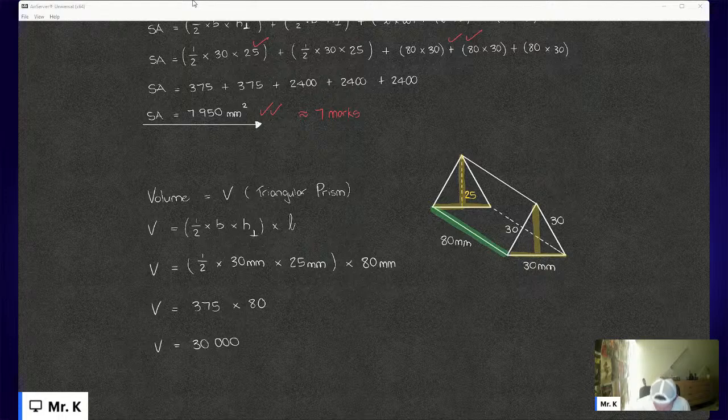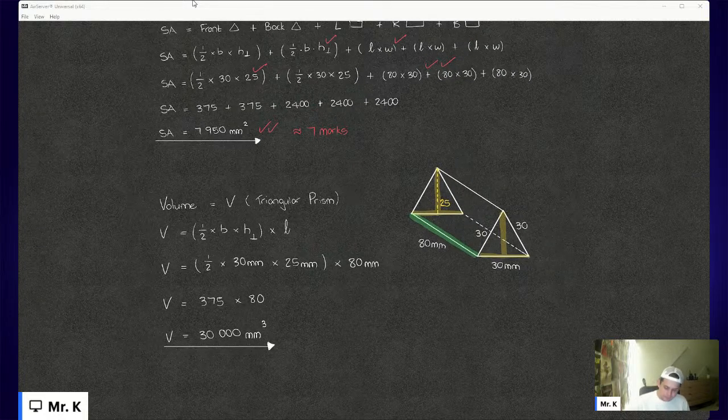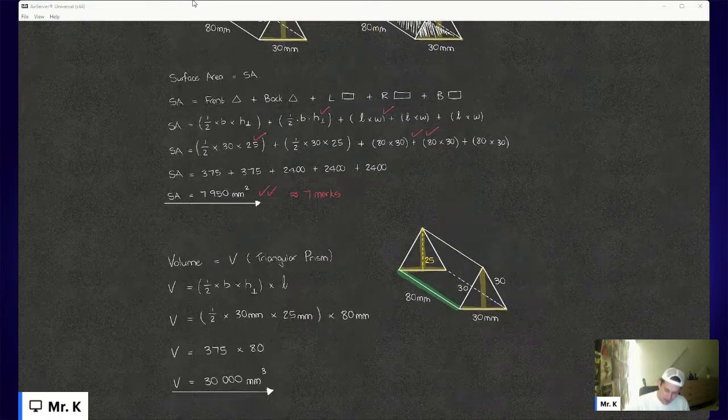But remember, what is our unit? We are working in millimeters, but because this is volume, it needs to be cubic millimeters. So the triangular prism with these dimensions has a volume of 30,000 cubic millimeters, guys. And so there you have it.